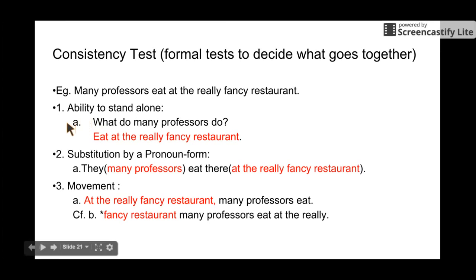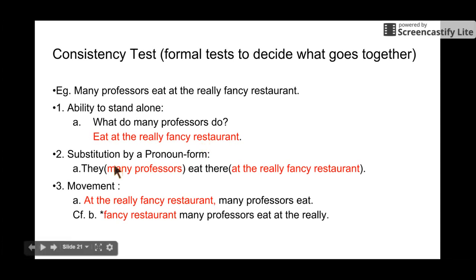So if something is able to stand alone, then it means that it is a constituent. So, for example, we are trying to decide whether this VP is a constituent. So we can say, what do many professors do? Then you answer this: eat at a really fancy restaurant. So this string can stand alone, so it must be a single constituent. And in this case, it's a VP, right? So this is the first test.